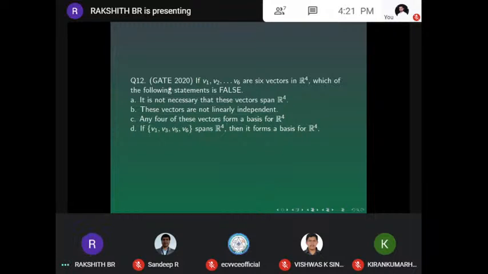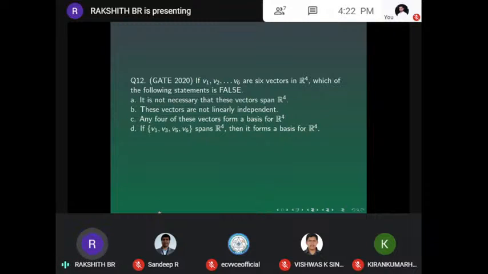So here, if all of these happen to be linearly independent, then R4 would have 6 linearly independent vectors, which is not true, because the maximum number of linearly independent vectors in R4 is 4. So therefore, these vectors are not linearly independent. This is correct. Now let us come to option C.